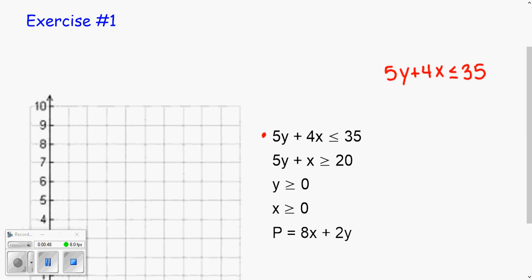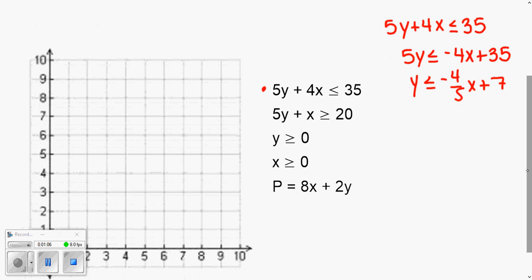In order to get y by itself, I'm going to start by subtracting 4x from both sides. I'm left with 5y is less than or equal to negative 4x plus 35. And dividing everything by 5 gives me y is less than or equal to negative 4/5 x plus 7. And before I keep going, I'm going to graph that. That's a line that starts at positive 7, goes down 4, and over 5. It's a solid line, although you'll find that almost all of these are.